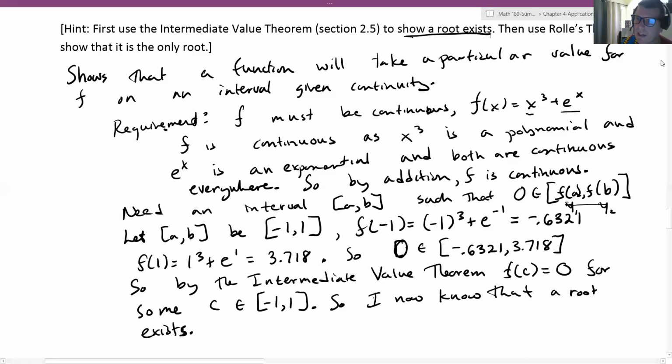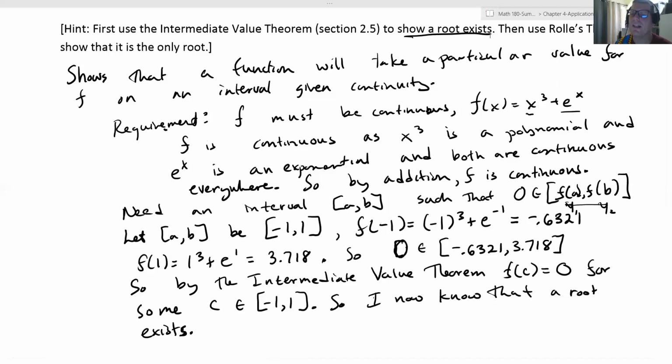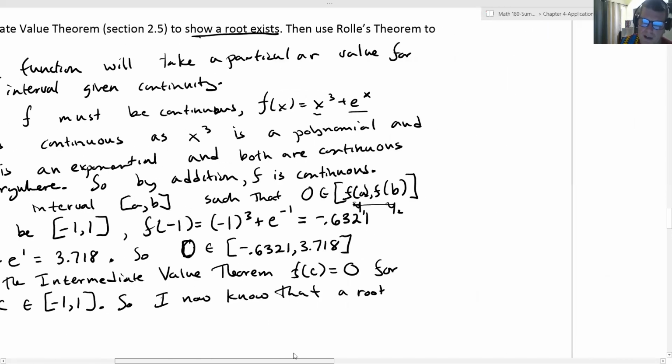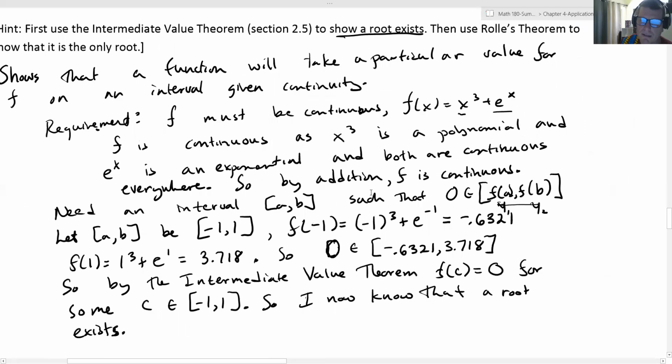Now, getting to the new stuff. Now we want to use Rolle's theorem to show that it is the only root. And this is a little bit trickier. You've got a homework problem where you do this, but I'm going to do that. Can I move on? Does everybody get this written down? It's also going to be in the notes.